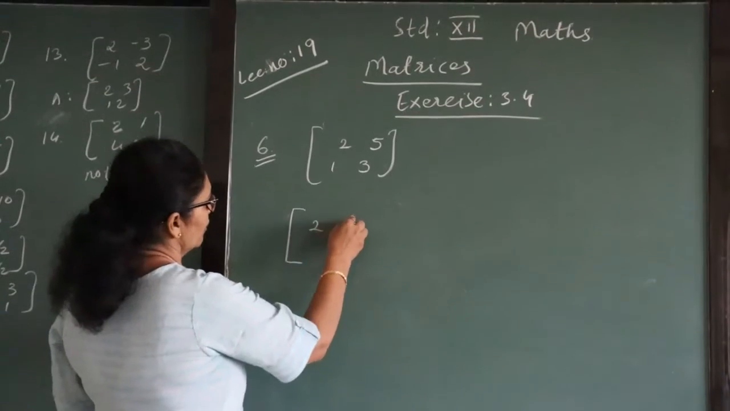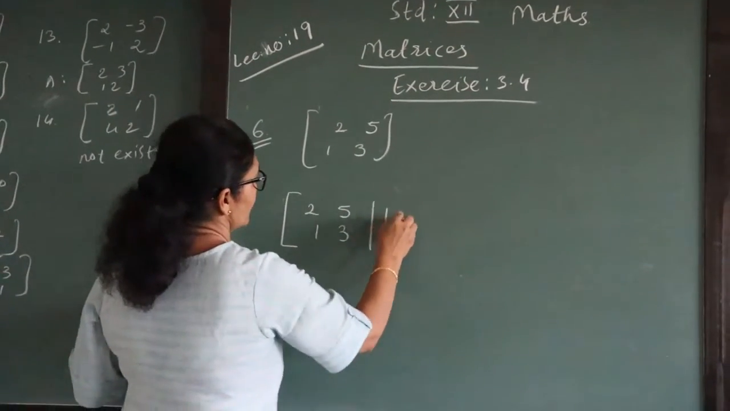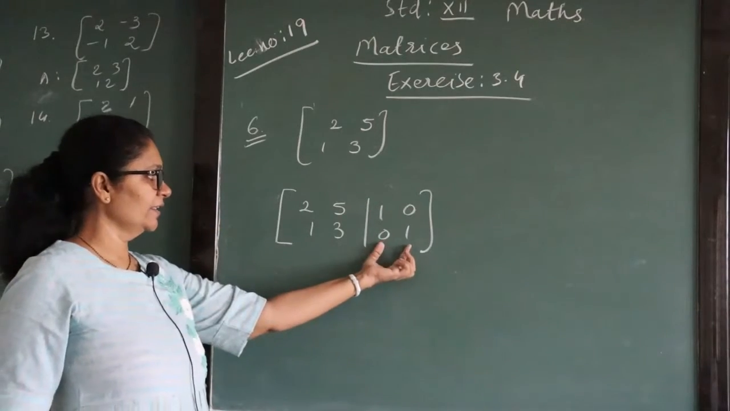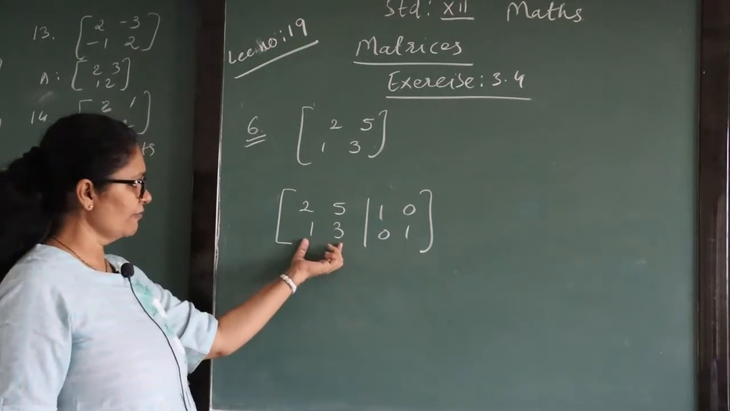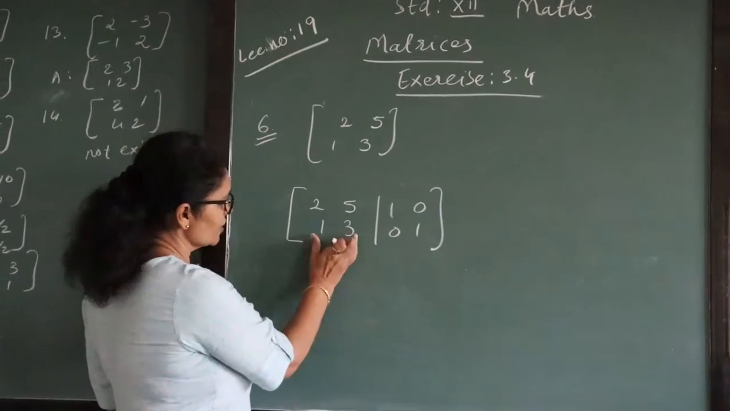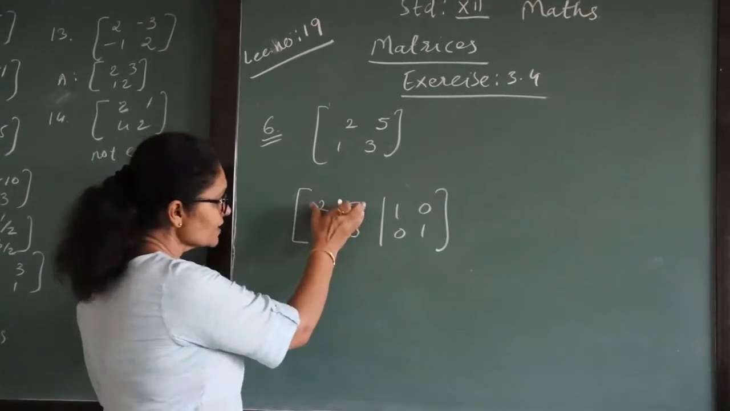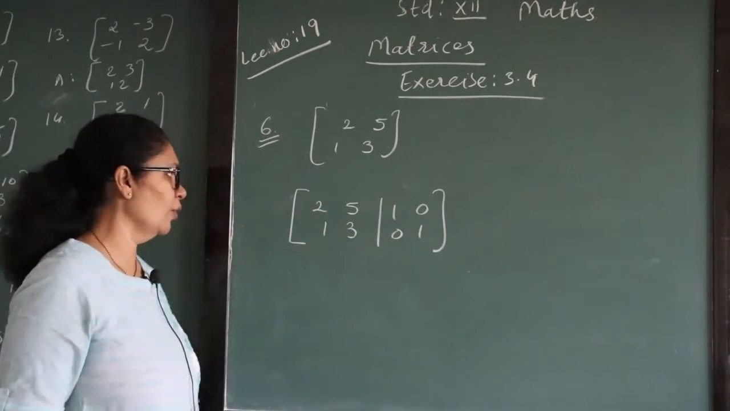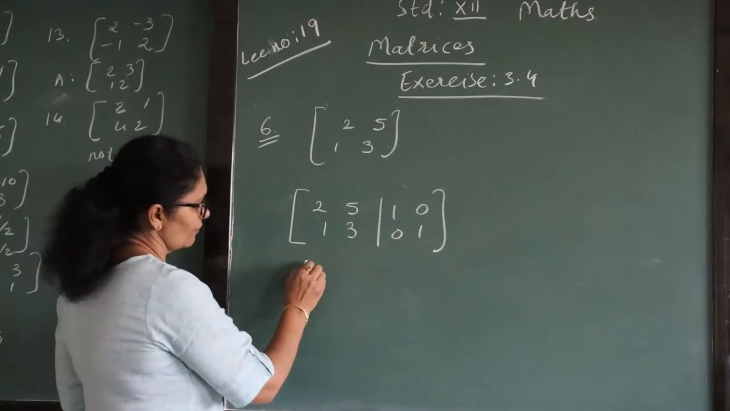How to write it? We have already discussed this in a few questions. First we write the identity matrix here, next to the given matrix we have written. Now how do we arrange it? We have to arrange this matrix as 1 0 0 1, meaning identity, and what we get here will be the inverse. Okay, so let us start.